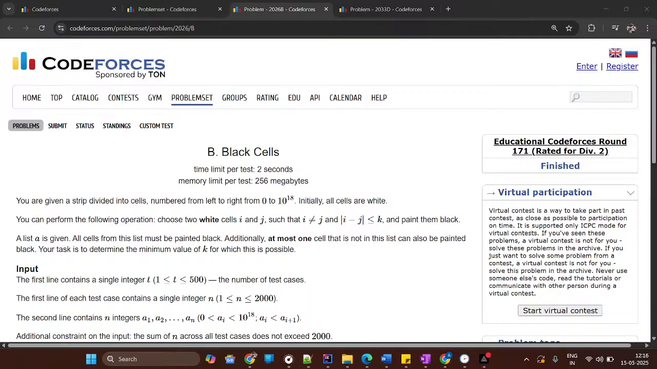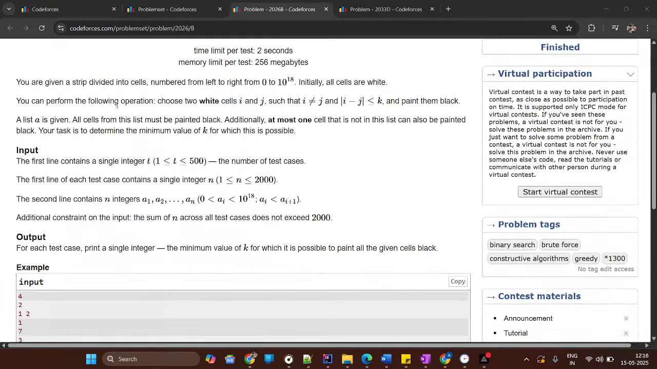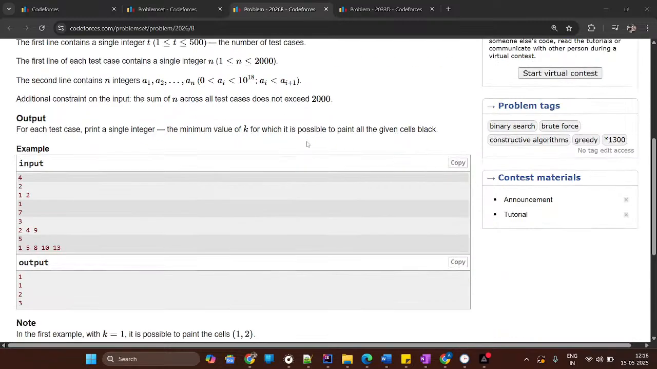Okay, you're given a strip divided into cells, numbered from left to right from 0 to 10 power 18. Initially, all cells are white. You can perform the following operation: choose two white cells i and j, with i not equal to j and the absolute difference at most k, and paint them black. A list a is given. All cells from this list must be painted black. Additionally, at most one cell that is not in this list can also be painted black. Your task is to determine the minimum value of k for which this is possible. Okay, we need to find a k.